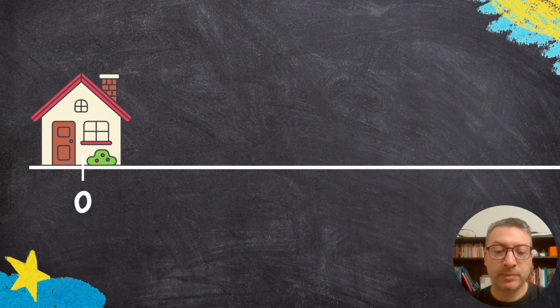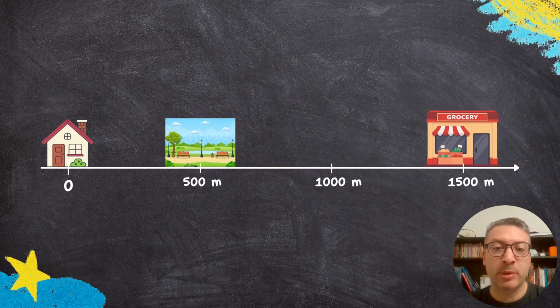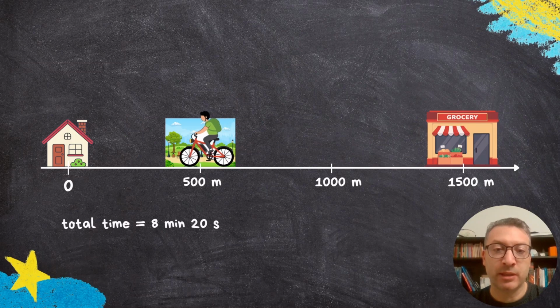This is your house. You have to meet up with your friends at the park, which is 500 meters away from where you live. However, before going to the park, you want to go and buy some snacks to share with your friends. So you grab your bike, ride all the way to the grocery store, buy the snacks, then turn around and eventually reach your friends. The total time it takes you is 8 minutes and 20 seconds. If I ask you for the average speed and average velocity, would you give me the same number? Let's find out.